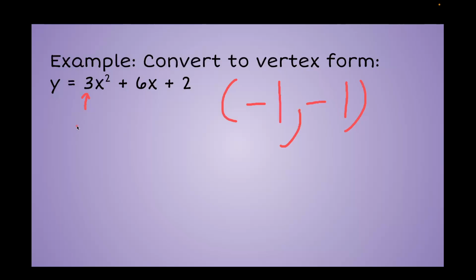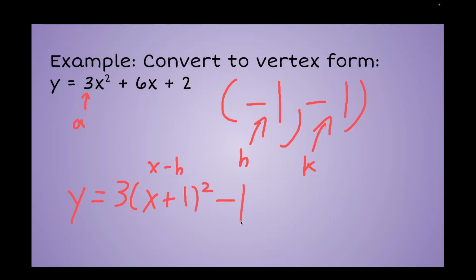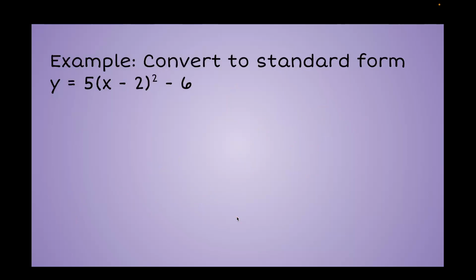So that's when you point out your a, your h, and your k, and then you plug those into that equation, which I'm not going to write again. So in the equation it's x minus h. h is negative 1, so there's going to be 2 negatives, which makes it positive. Boom. And that's our answer. That's in vertex form.